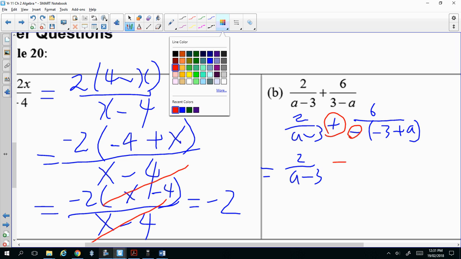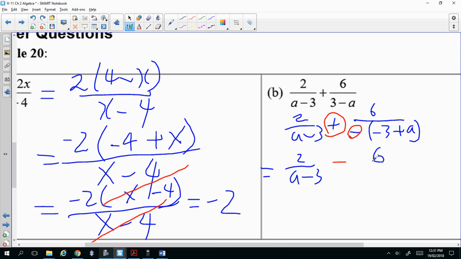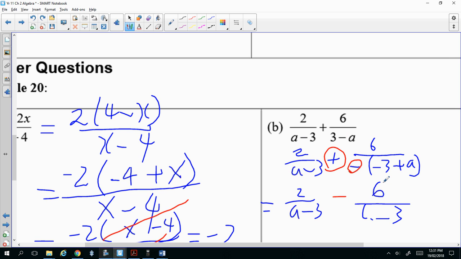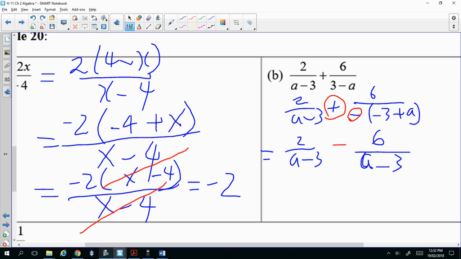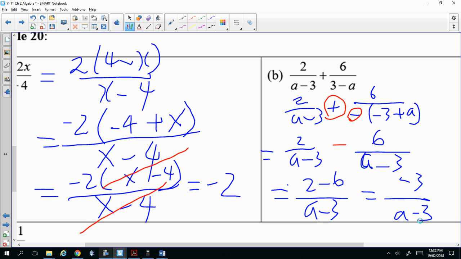So now clearly they have the same denominator. So you do 2 minus 6 over a minus 3. So the answer is negative 3 over a minus 3. Right, any questions? Negative 4, sorry. Negative 4. Okay, good. Alright, and then we've got C to do.